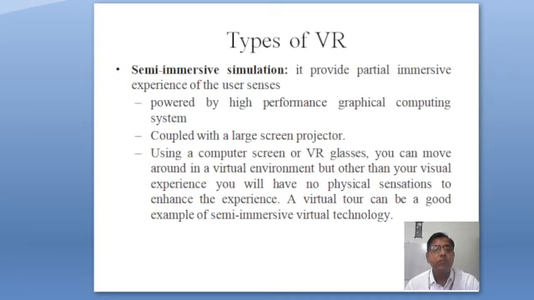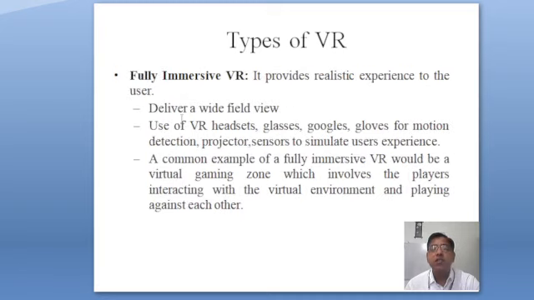Then fully immersive VR. It provides a realistic experience to the user, delivers a wide field of view, and uses VR headsets, glasses, goggles, gloves for motion detection, and projector sensors to simulate the user experience. A common example of fully immersive VR would be a virtual gaming zone, which involves players interacting with the virtual environment and playing against each other. In fully immersive virtual reality, all the human senses can be used, and the user not only goes into the virtual reality but also interacts with the characters of the virtual reality as well.